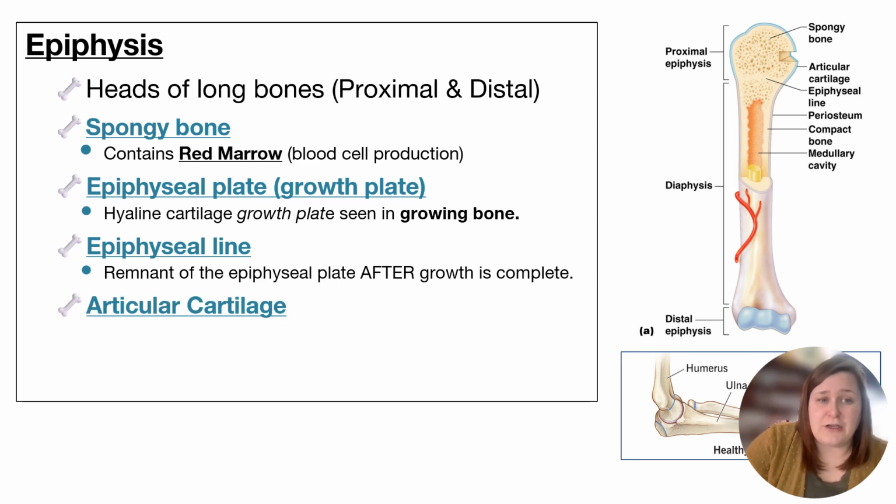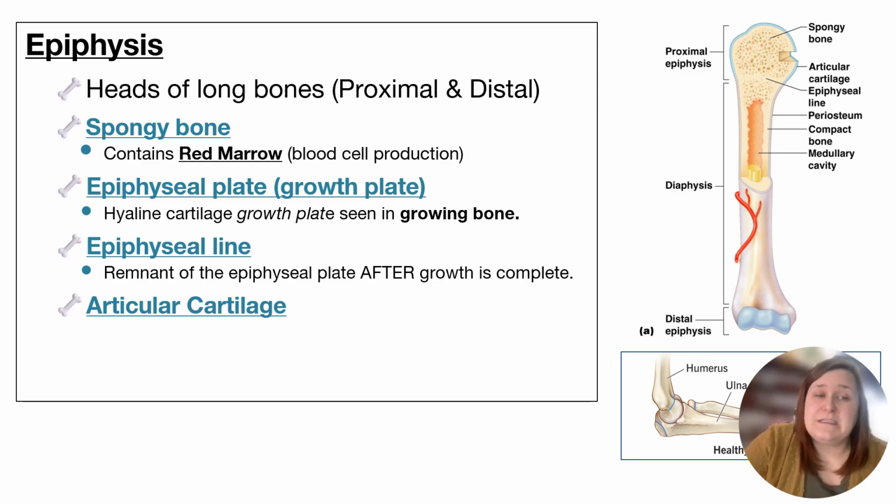Within this area, we also have an epiphyseal plate. This is the growth plate. So this is where we have hyaline cartilage, and you can see this little line here of hyaline cartilage. This we see in growing bones. So when your bone is growing, it is growing out from this area right here.